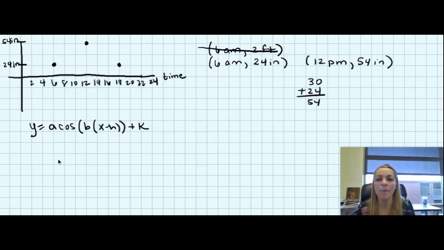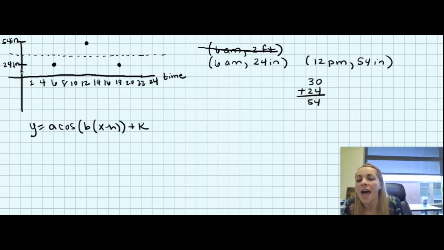I like to have minimum points, I like to have maximum points, and I like to have the points that fall on the midline. The midline falls halfway between the 24 and 54 inches. So I'm going to draw a dashed line right here to represent the midline. Halfway between 54 and 24 is 39 inches.